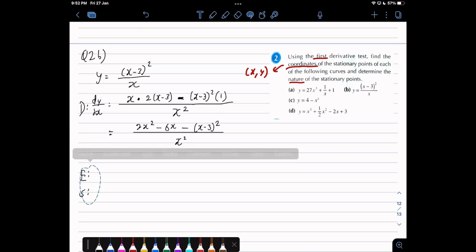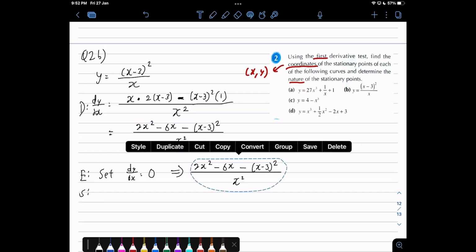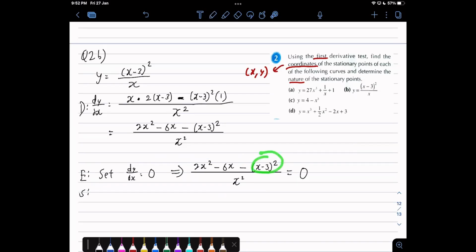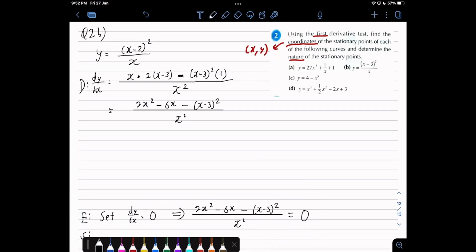Next, I'm going to equate it to 0. Set the magic keyword: dy by dx equal to 0. What do I get? That fraction on top equals to 0. I am starting to regret not expanding the x minus 3 squared. Let me expand it first before I continue, because I need to solve for x. So 2x squared minus 6x minus the bracket x squared minus 6x plus 9. Open up the bracket, I get negative x squared plus 6x and negative 9. Just swap the sign. And don't forget the x squared at the bottom.